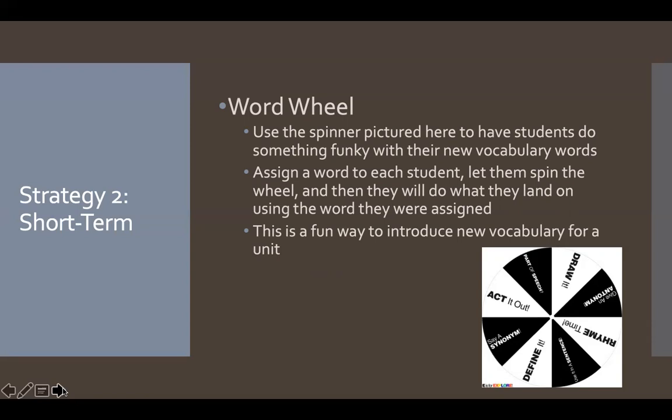So if the word was cat and they spun the wheel and got draw it, they would draw a cat. And if the next word was bat, they could spin it and find out, act it out. They could act like a bat. So there's two different ways you could go about this activity.